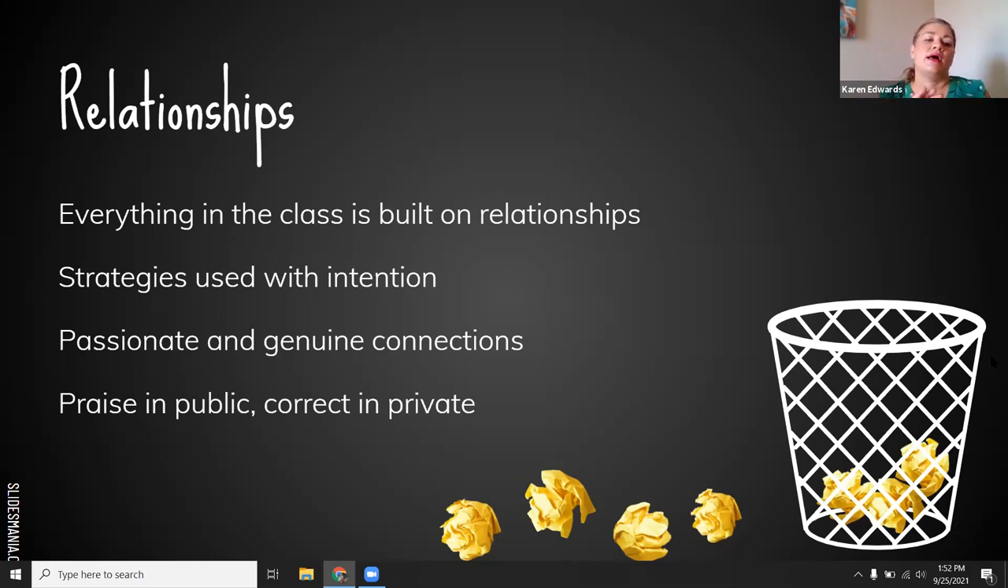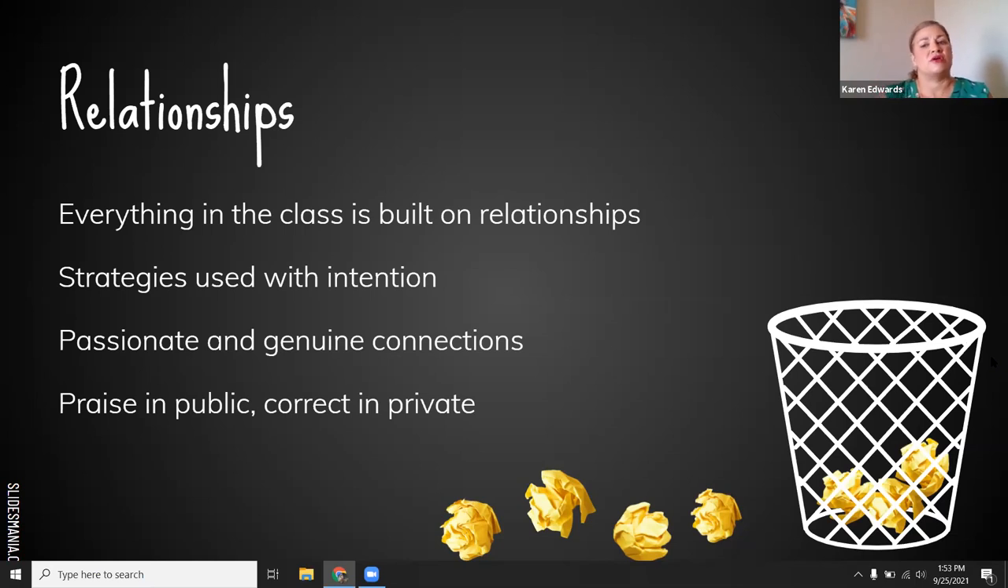Be passionate, but also be very genuine with your connections. If you don't seem genuine, if you don't truly stop when you're talking to them and focus on them, they're not going to think you're being real. They know how to spot a fake person a mile away nowadays, and they'll call you out on it.